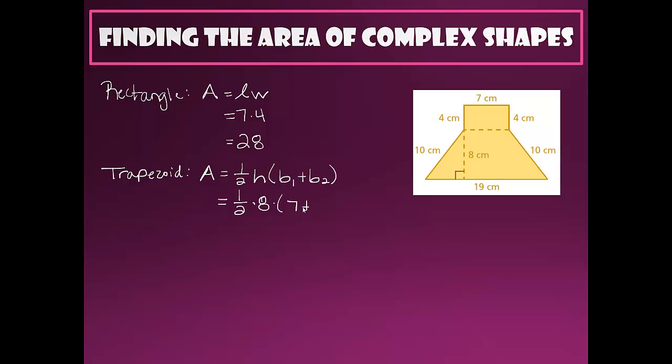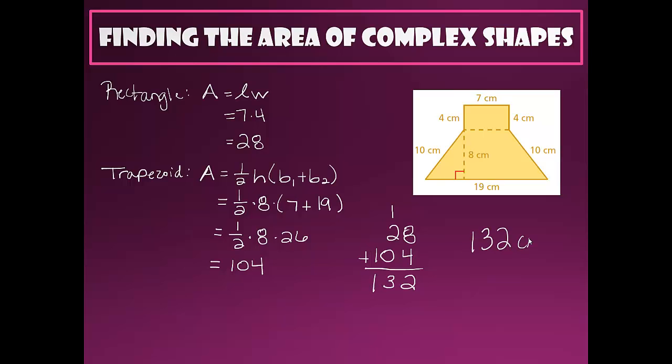So 7 plus 19. So now we'll add up our bases. So 7 plus 19 is 26. So we have 1/2 times 8 times 26. And that equals 104. Now we need to add 28 plus 104. Eight plus 4 is 12. 1 plus 2 is 3. And then we have our 1. So we have 132 centimeters squared, or 132 square centimeters.